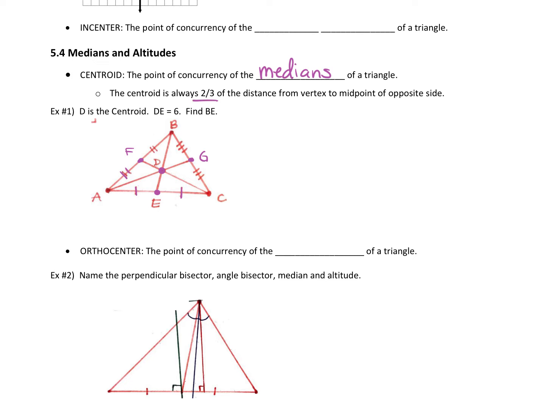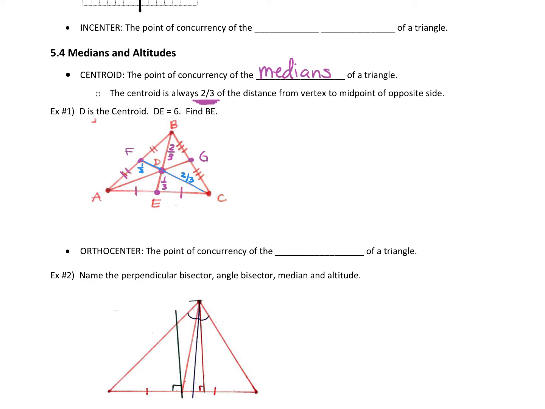But this is why this works. Your centroid is always 2/3 the distance across your triangle. So this would be 2/3 of the length of BE, and this is 1/3 of the length of BE. And then this is 1/3 of the length of FC, and this is 2/3 of the length of FC. Okay, so it's always 2/3 and 1/3. It's broken up proportionally.